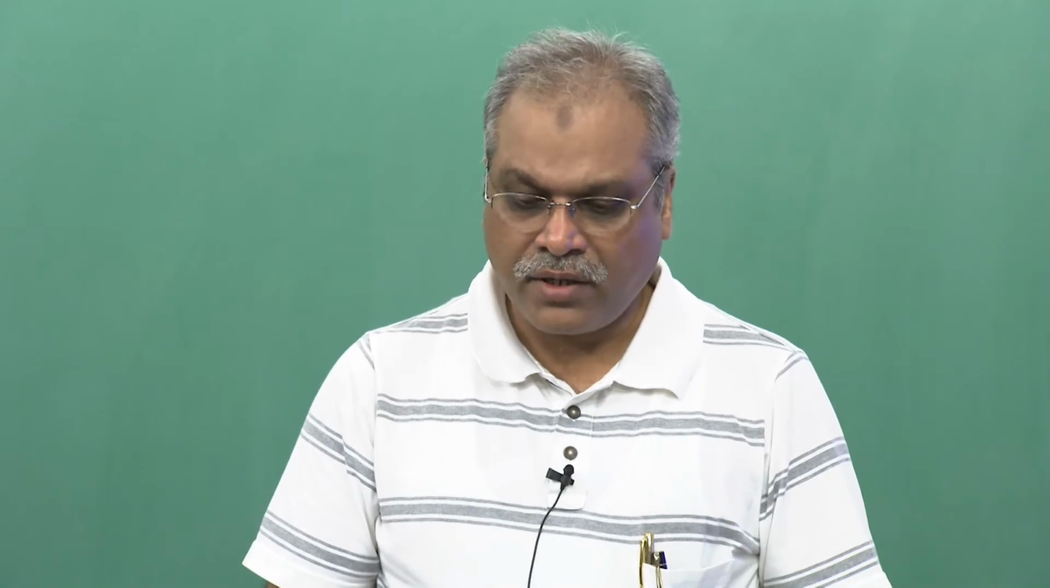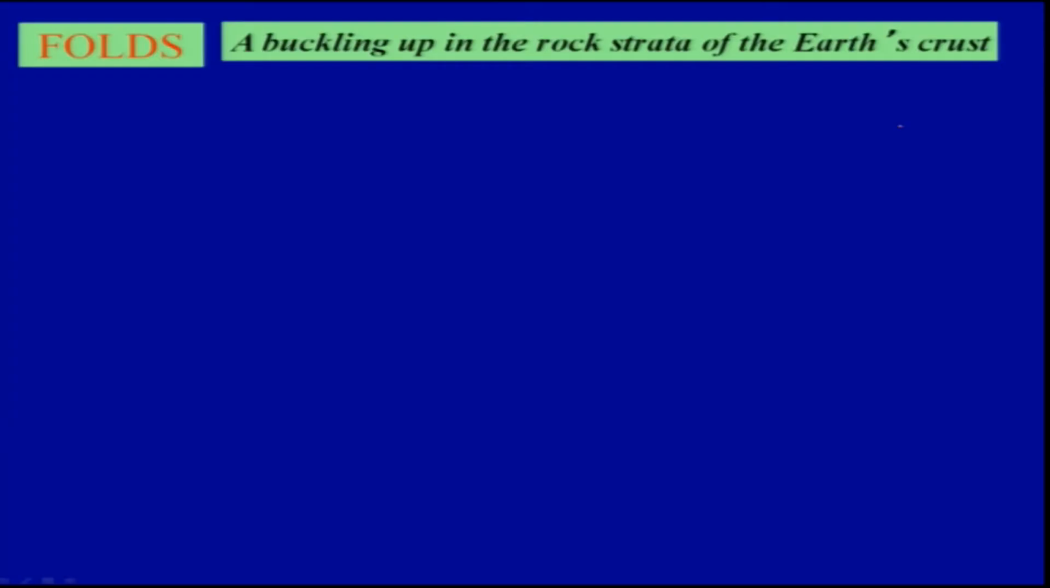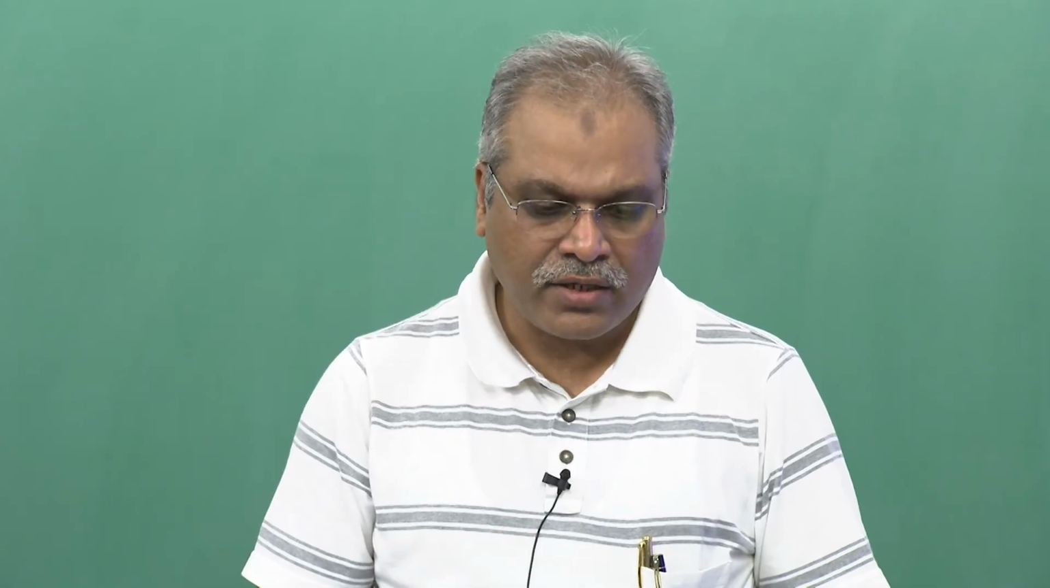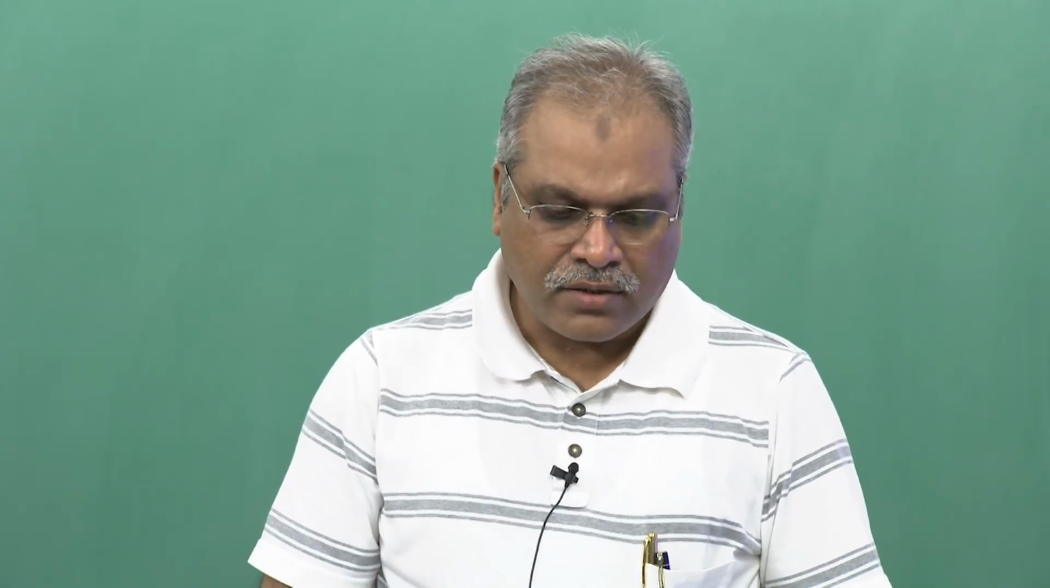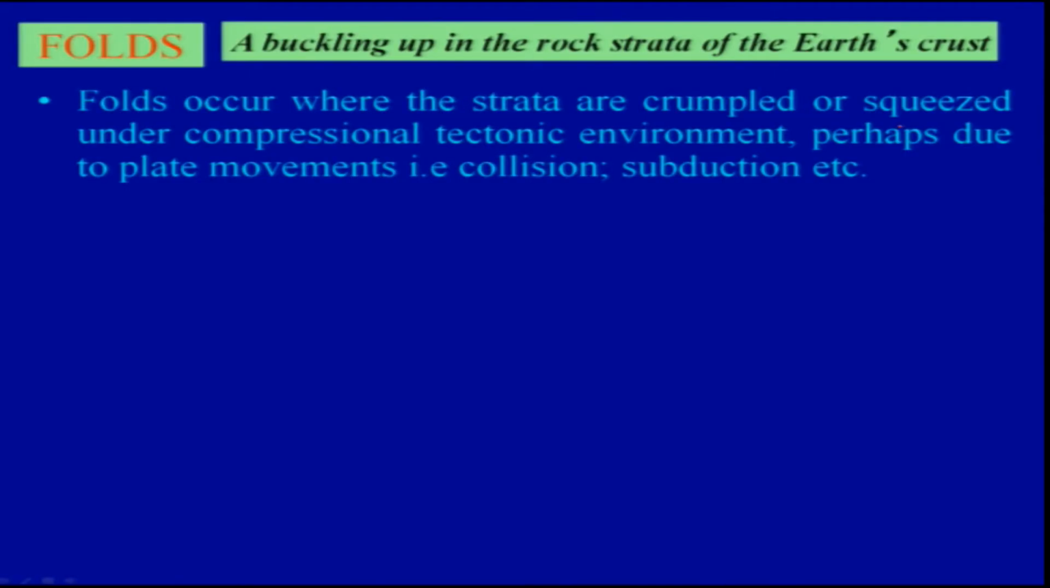The buckling up of rock strata of the earth's crust will result in the formation of folds, and the best example is the folded Himalayan chain. The Himalaya is all folded layers. They are all mega folds. But we will see how we classify the folds.